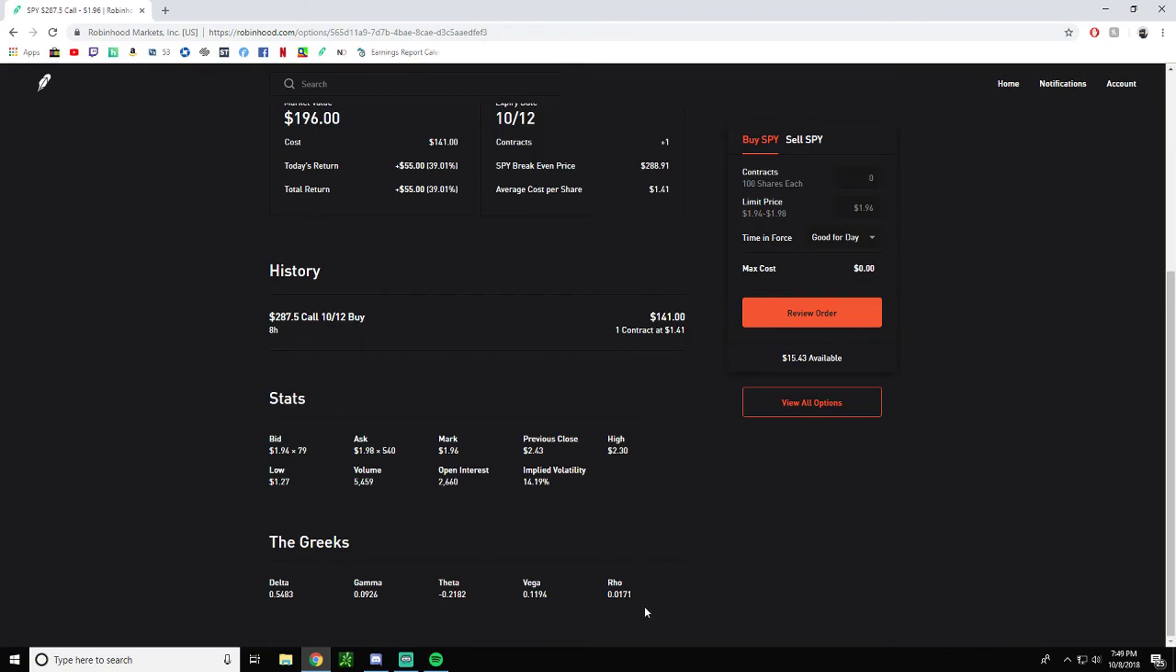Rho, you don't really need to know this. This is just if interest rates rise. This isn't that important. But basically, let's recap everything.